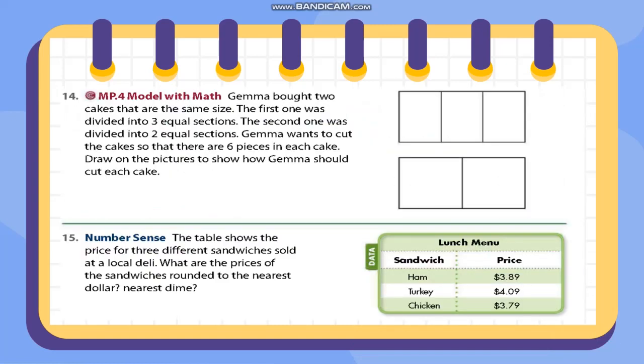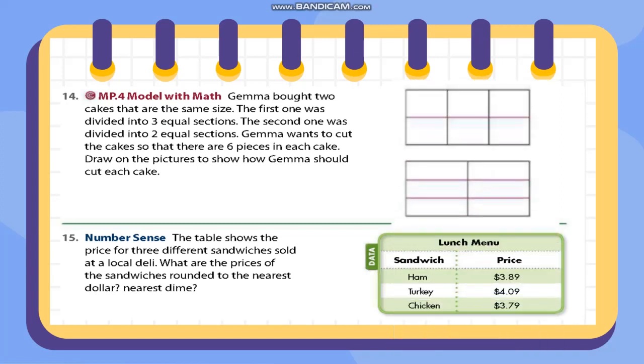Number 14. Grandma bought 8 cakes that are the same size. The first one was divided into three equal sections, and the second one was divided into two equal sections. Gemma wants to cut the cake so that there are 6 pieces in each cake. Draw on the pictures to show how Gemma should cut each cake. So the answer must be like this. So there are 6, right? It's cut into 2, and it is cut into 3, and still there are 6 pieces in each cake.